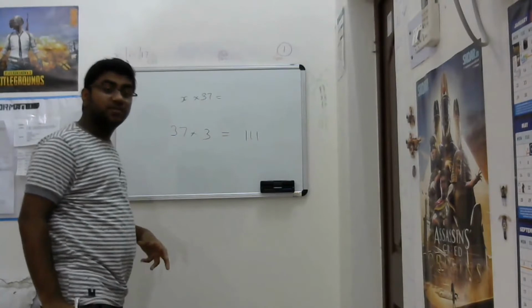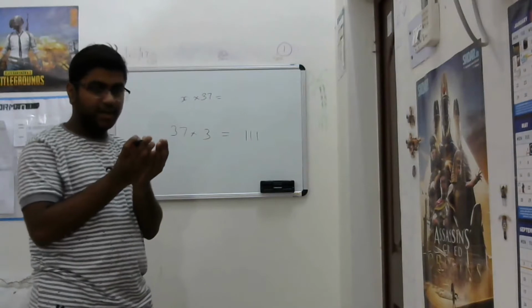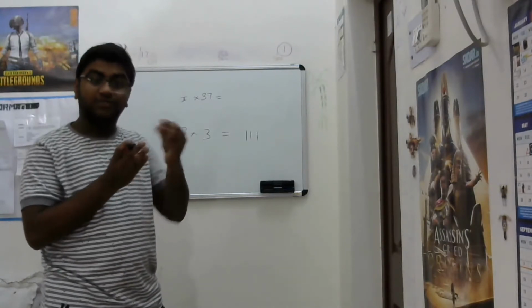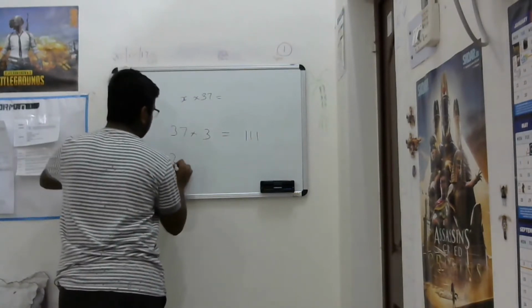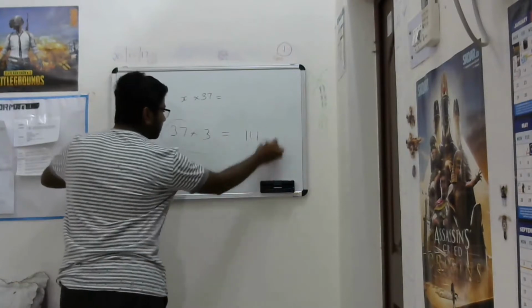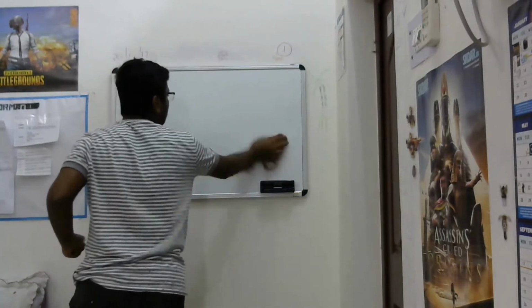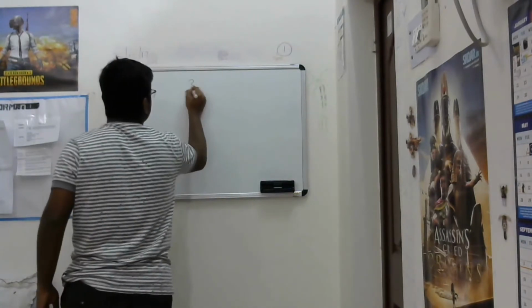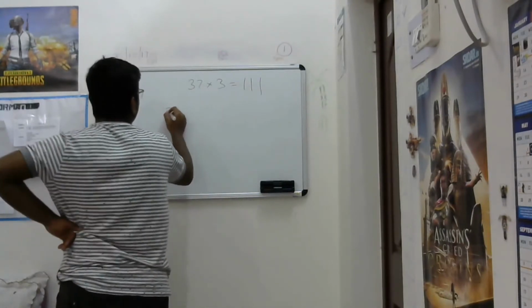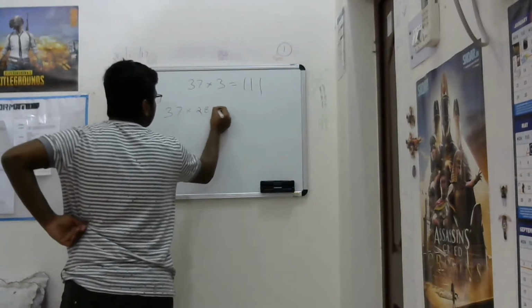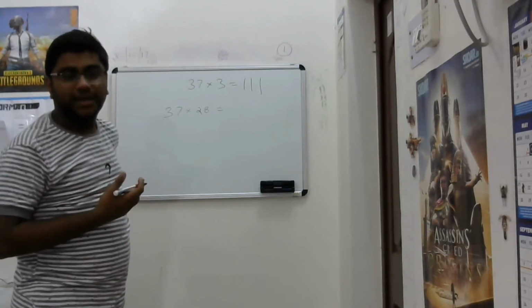Now, when 37 is multiplied with any number, like if there is 28, we can break it into a multiple of 3 plus something. You may not understand this, so let's take it by an example. How will this 37 into 3 help you? 37 into 3 is 111. We have to multiply 37 with 28. How will you multiply 37 with 28?